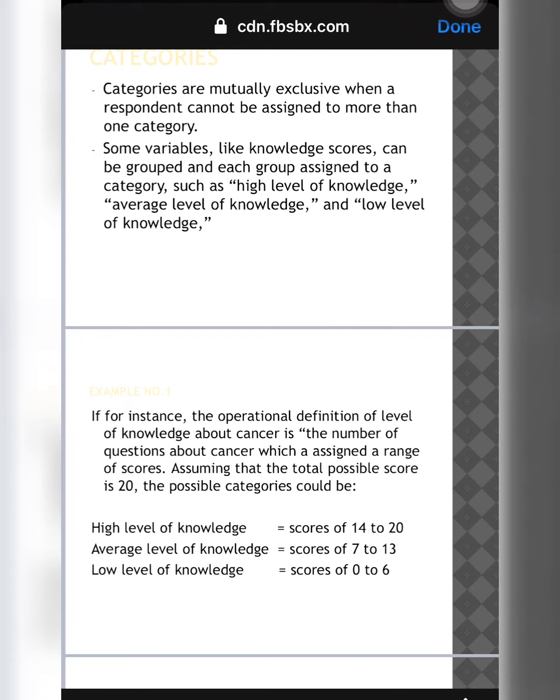If, for instance, the operational definition of level of knowledge about cancer is the number of questions about cancer answered correctly, which assign a range of scores, assuming that the total possible score is 20. The possible categories could be high level of knowledge, with scores of 14 to 20. Then, the average level of knowledge, scores of 7 to 13. Last is low level of knowledge, scores of 0 to 6.